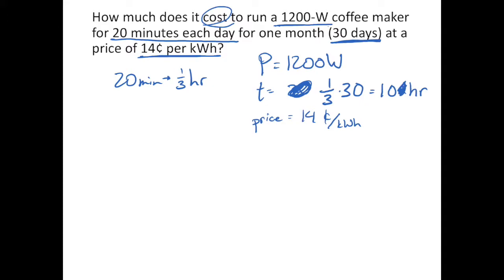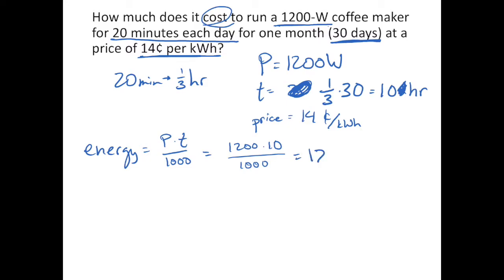So we're going to do the same procedure again, find out what's our total energy. Our total energy is going to be the power in watts multiplied by the time, and we're going to divide by 1,000 so we can get the right units. So we get 1200 times 10 divided by 1,000. That becomes 12,000 divided by 1,000, and that is 12. So the total energy we're talking about is 12 kilowatt hours.